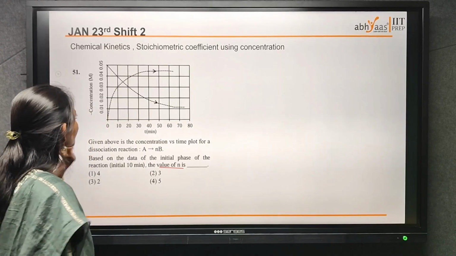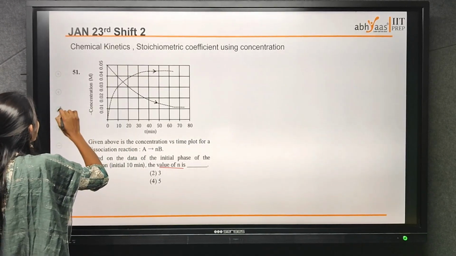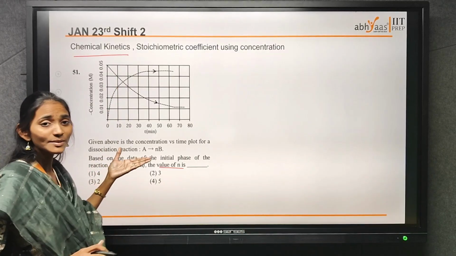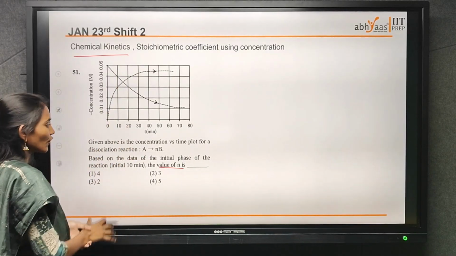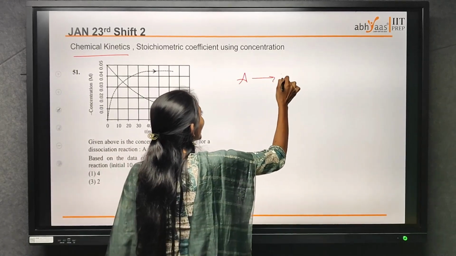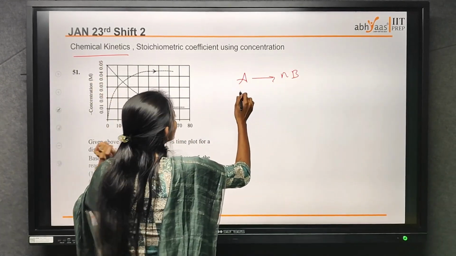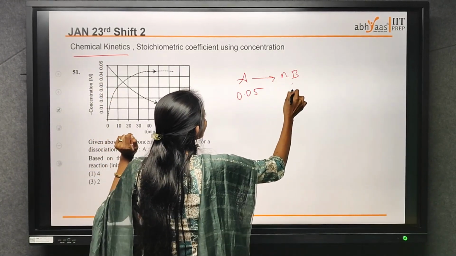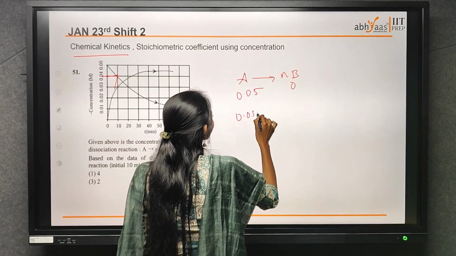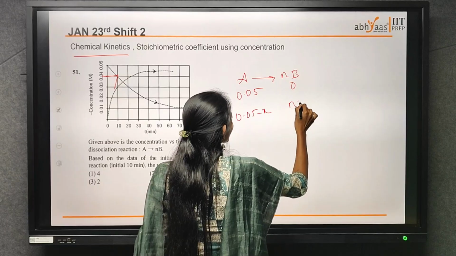So, this question is raised from chemical kinetics, with some concept of stoichiometry. Here they have given the graph and they are asking the value of n, right? Which is A gives rise to nB, right? At initial we are having 0.05 and here we are having 0. At final we are having 0.05 minus x, and here we are having an x.